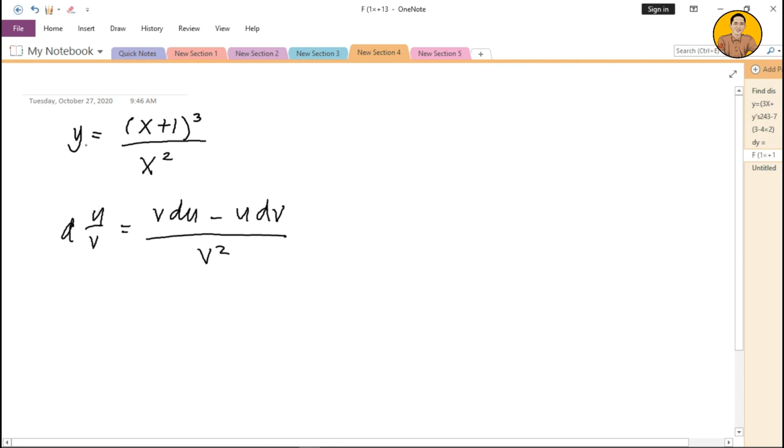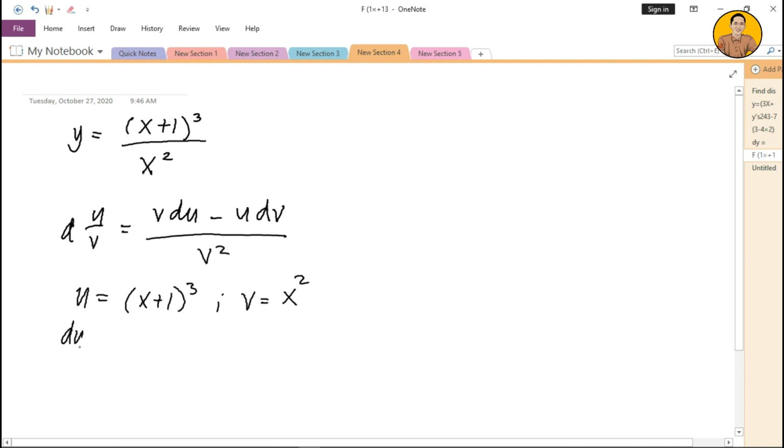Okay? So here, dy equals the quantity x plus 1 cubed all over x squared. Now, our v is x squared, our denominator, but u is equal to the quantity x plus 1 cubed, and our v is actually equal to x squared, our denominator. So let's find these elements in the formula, the differential of u and the differential of v.